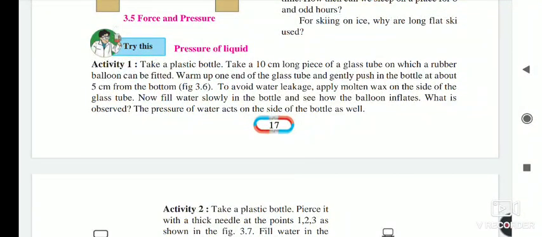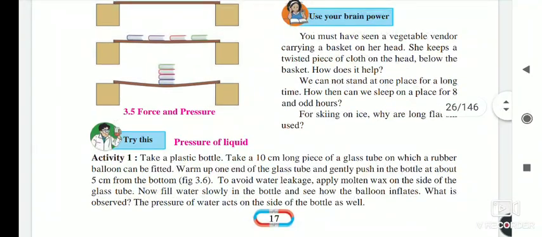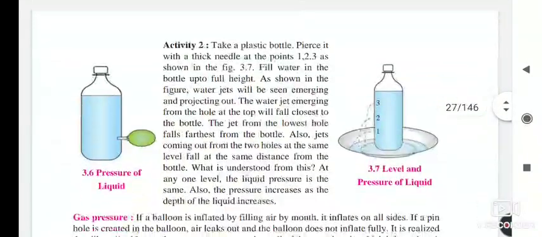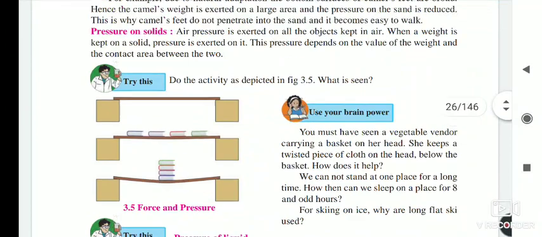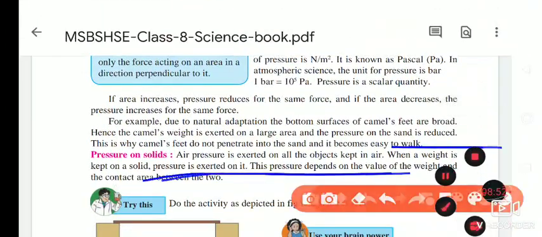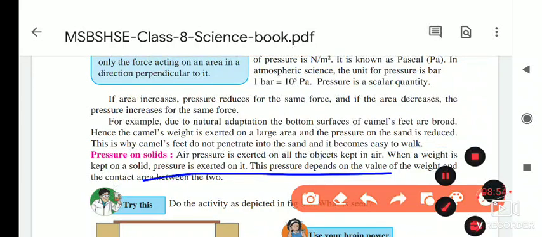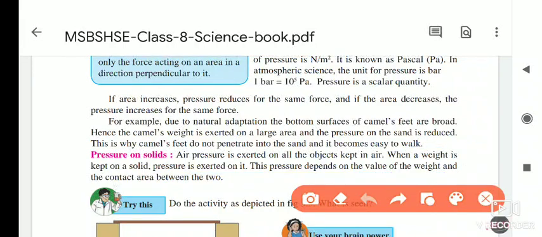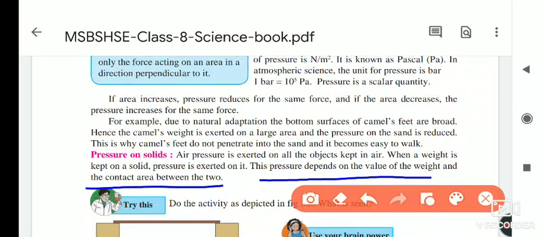Pressure on solids is what I asked you. Pressure on solids is given at this place. Here it is, pressure on solids. In this only you will get its answer. Here, the pressure on solids depends upon the value of the weight and the contact area between the two. Pressure on solids depends upon the value of the weight and contact area between the two.